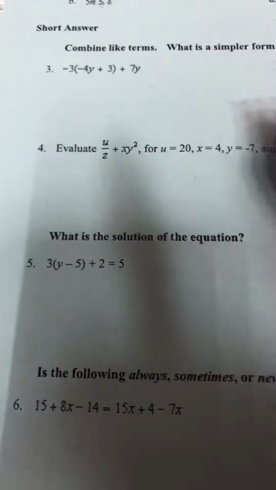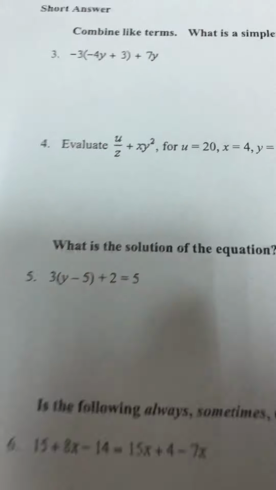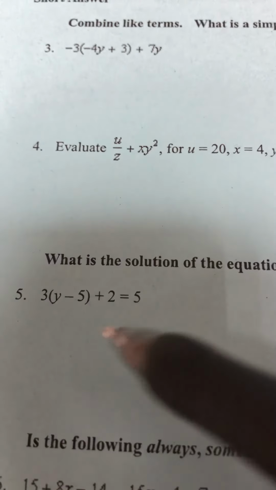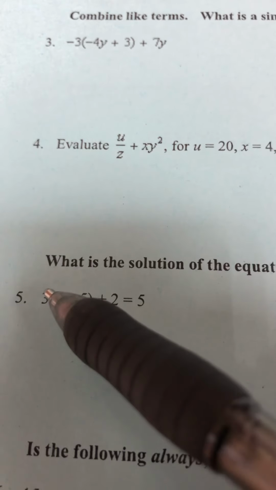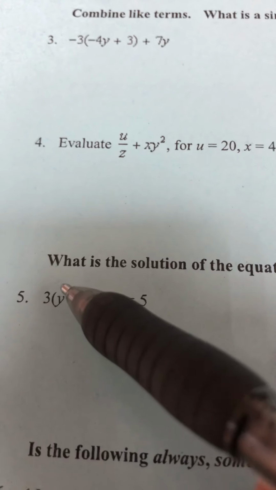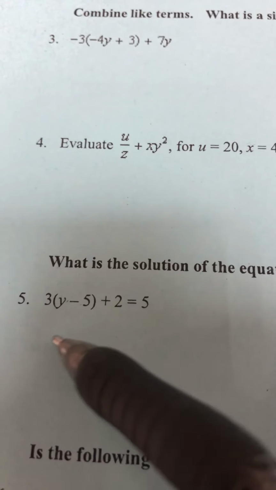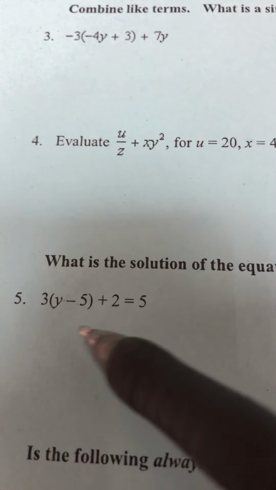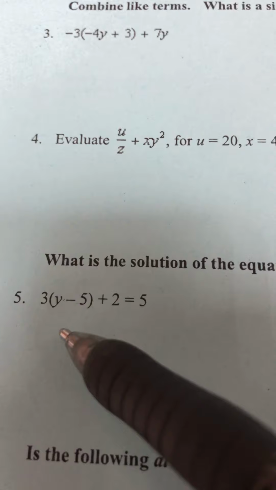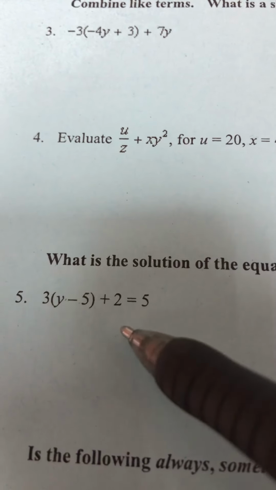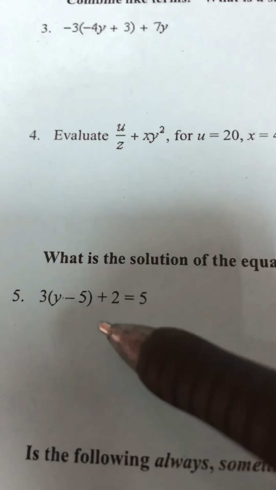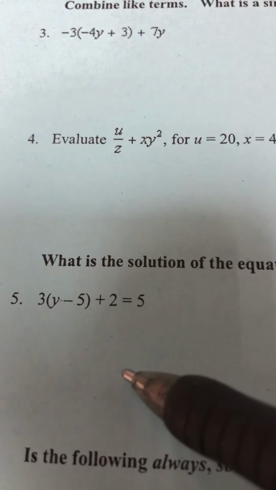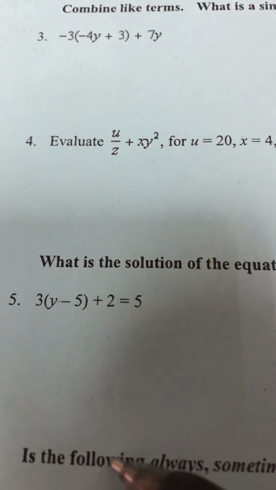What is the solution of this equation? So this actually equals 5, so you could figure out what y equals. First of all, you have to do the distributive property. 3 times y is going to look like 3y. 3 times -5 is going to be -15. So you're going to have 3y minus 15 plus 2 equals 5. Now you're going to combine like terms, isolate the variable, solve for y, get your answer.